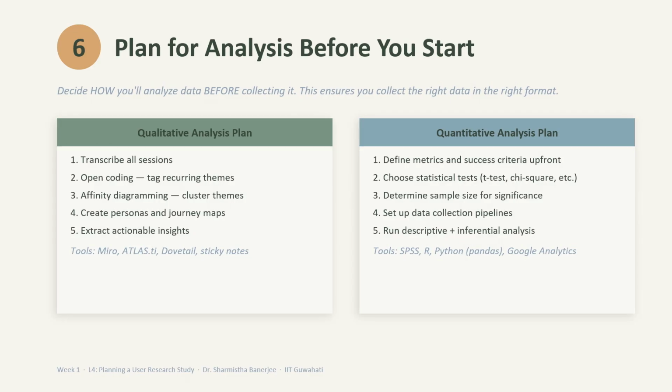Now comes the sixth part. Before you start your research, you should always have a plan for how you will analyze it. If you are collecting qualitative data, then all qualitative analysis has to be preceded with creating a transcription of all sessions wherever there has been an audio based recording. Then we will follow certain processes which are called open coding. Then we will do the affinity diagram, we will create personas and journey maps, and then we will extract actionable insights which are important for our design process. There are several tools available to do that also.